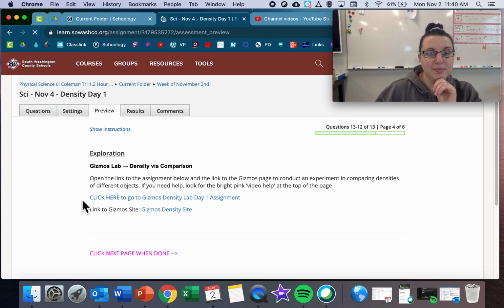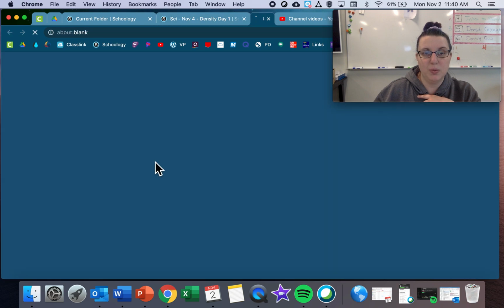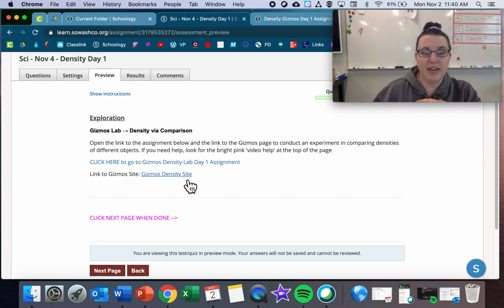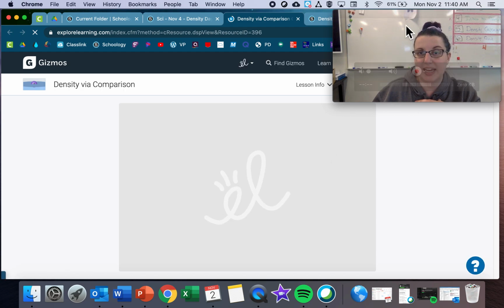Next page. And we have our first of Google assignments for today. So you can open up this wonderful density lab assignment. And then also you have your Gizmo site. So you'll have both of these open, most likely in a split screen again.